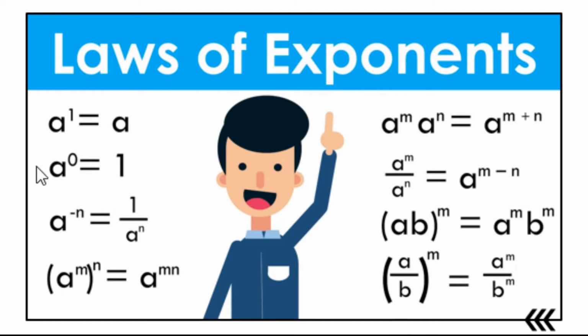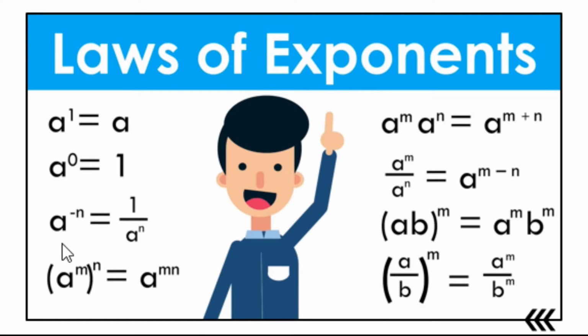The second law is a raised to 0 is equal to 1, or it simply means that any number raised to 0 is always equal to 1, but with the exemption of the base equal to 0. So you cannot have 0 raised to 0. Okay, so example, we have 100 raised to 0 is 1, 1/4 raised to 0 is equal to 1.